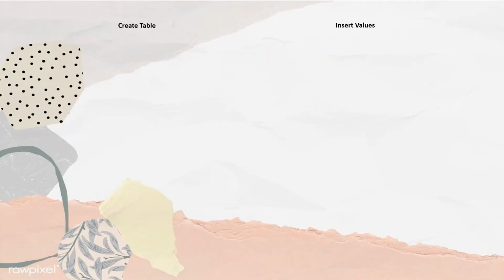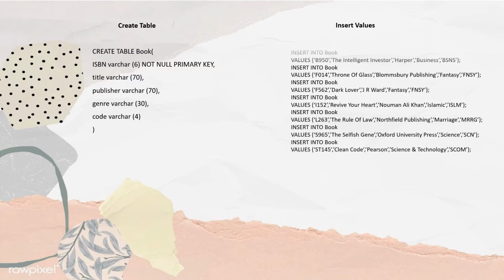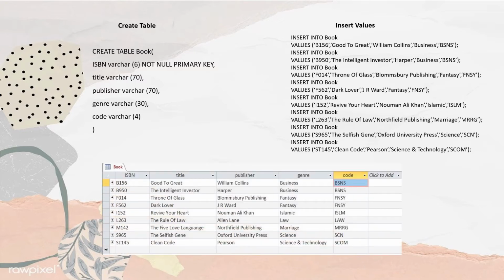The first table is book. This is the SQL statement for creating table book. The ISBN is the primary key. This is the way for us to insert the values into the table. This is the output.